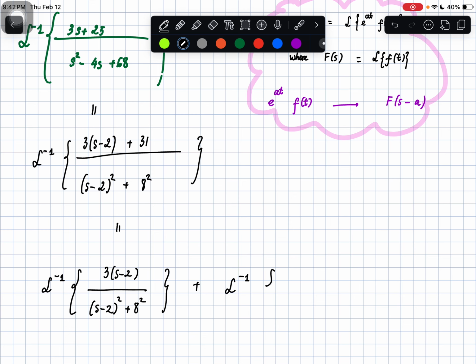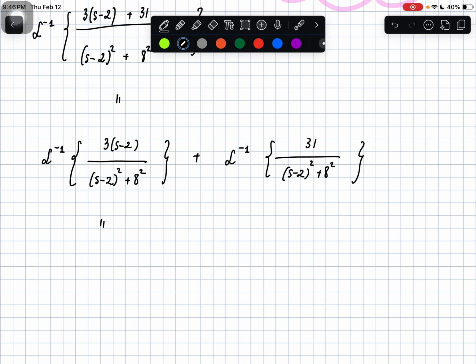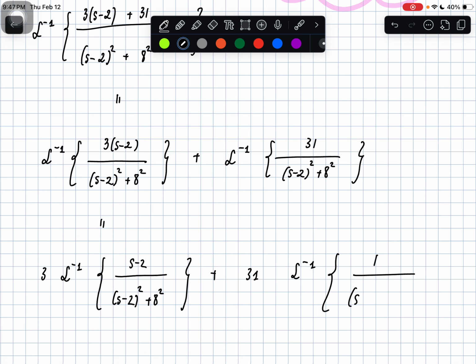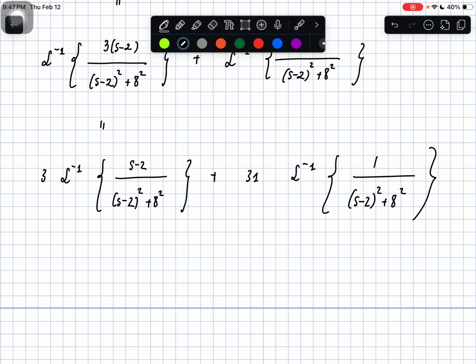Inverse transform of 31 over (s minus 2) squared plus 8 squared. So 3 times the inverse transform of (s minus 2) over (s minus 2) squared plus 8 squared, plus 31 times the inverse transform of 1 over (s minus 2) squared plus 8 squared. For this one I want to have 8 here to match this form, so I will multiply by 8 in the numerator and divide by 8 so that it cancels out.